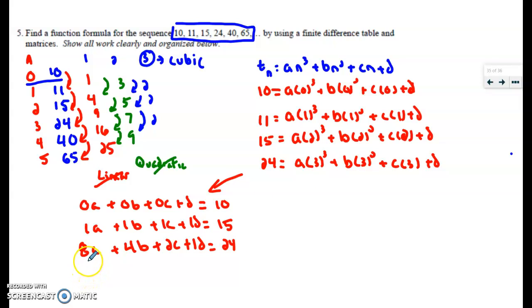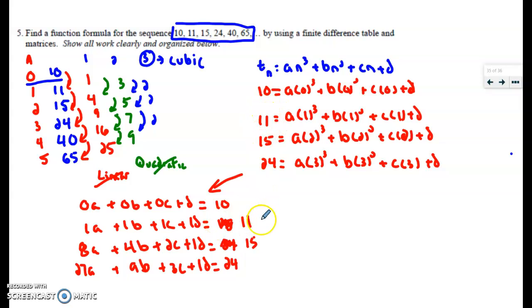So what I'm going to do is I have 27a plus 3 squared is 9b plus 3c plus 1d is going to equal 24. So what did I do? I made a mistake here. That should be 11. And then this should have been 15. Some of you guys were probably noticing that.